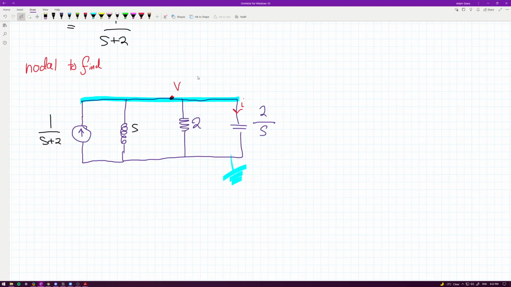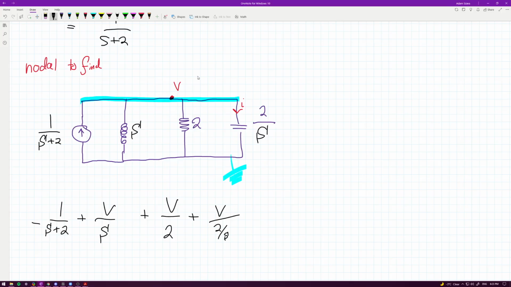So the current coming in is going to be negative 1 over s plus 2, right? Plus, that's just an s. So I'm going to be clear here, actually. I'm going to draw my s's with little things like that, because obviously they look like 5s. So that's just going to be, okay, plus V over s, plus V over 2, plus V over 2 over s equals 0. Note here, V over 2 over s is equal to our I0 that we're looking for, right? That's the current there. It's this one right here.